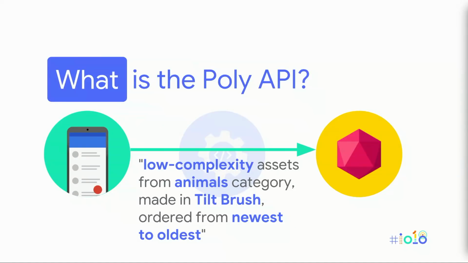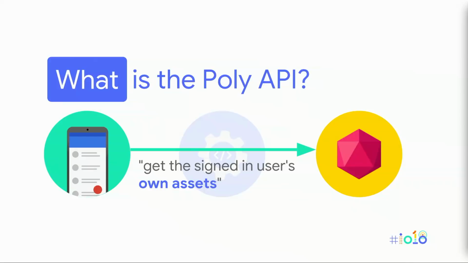You probably would not get any cats on this one, because as we know, cats are very complex animals. And if the user signed in, you also have the option of getting the user's own assets. So this means that you can get the assets that the user has uploaded to Poly, but hasn't published yet. So you can get assets in draft state. And you could use that, for example, to let the user add those to your scene.